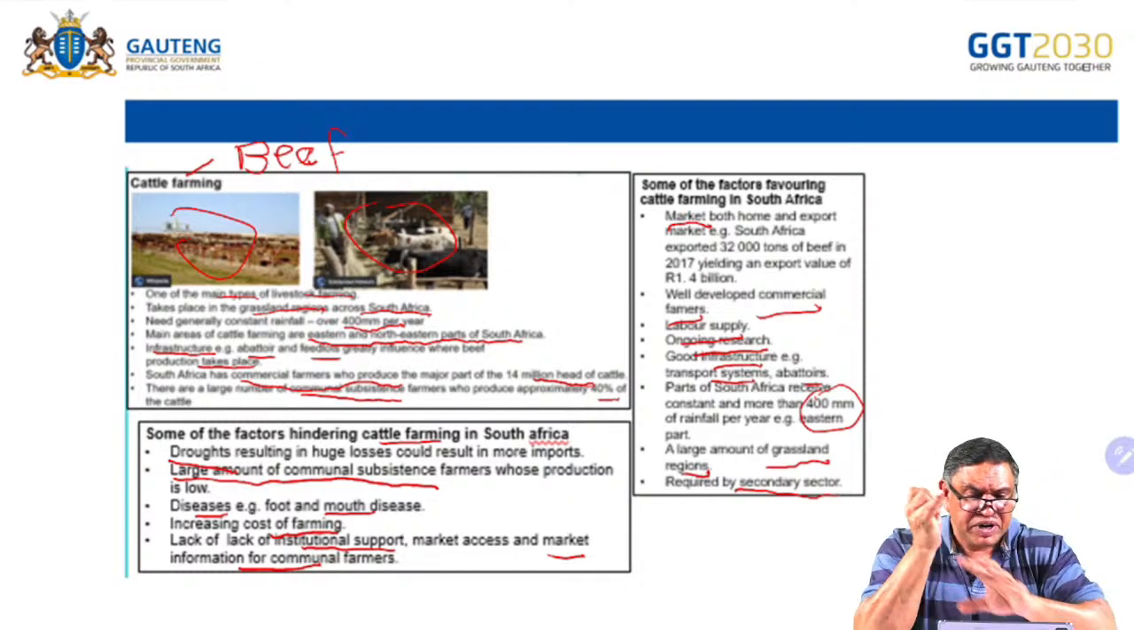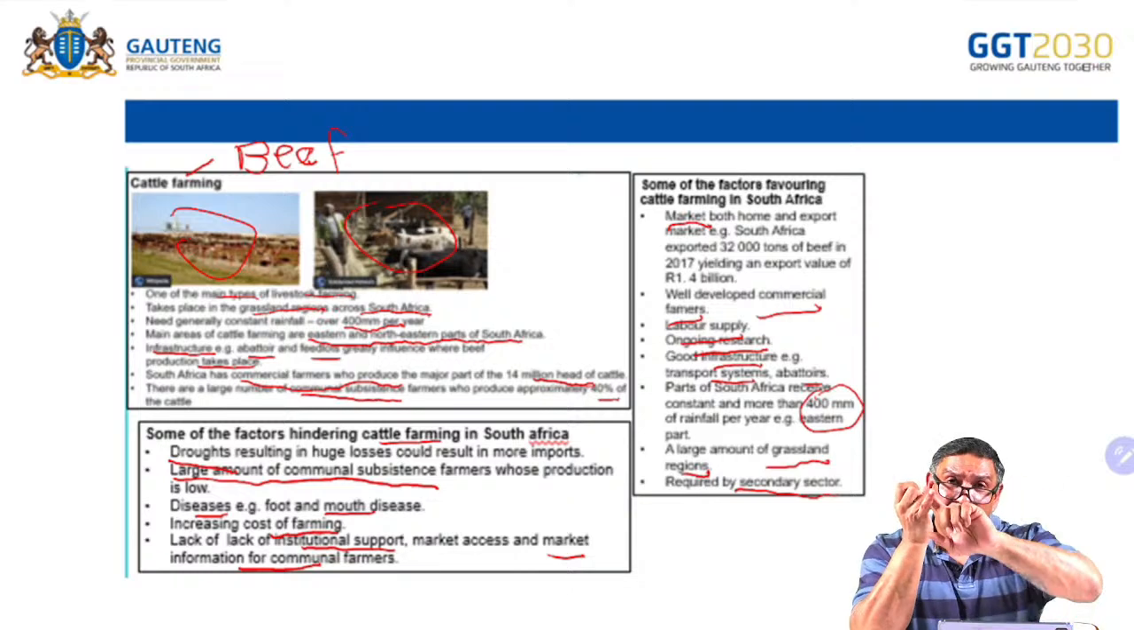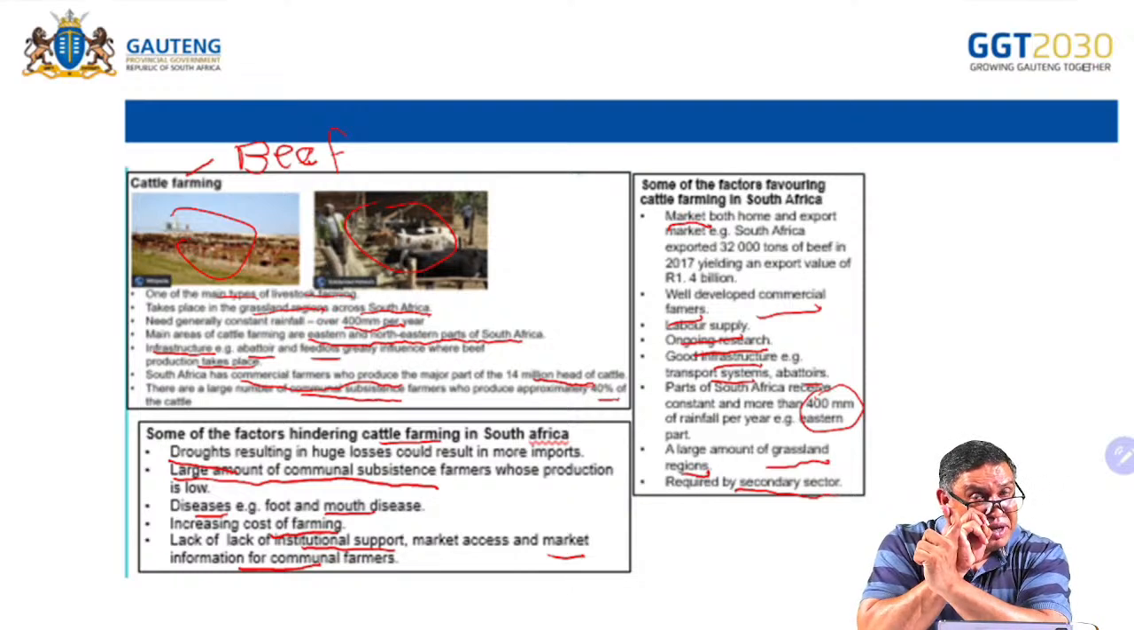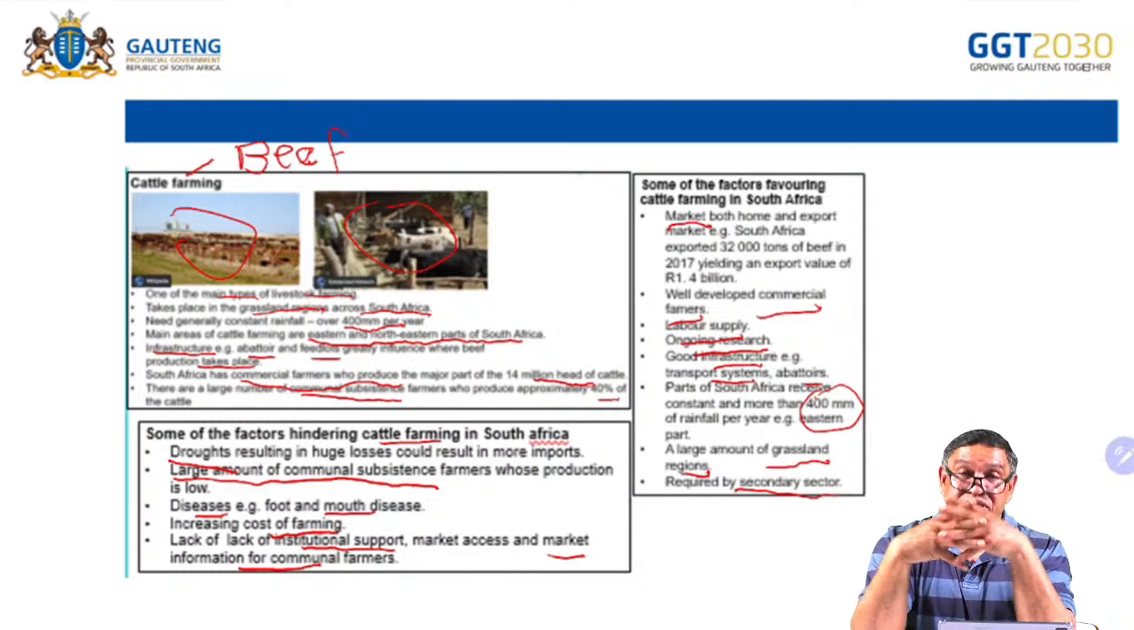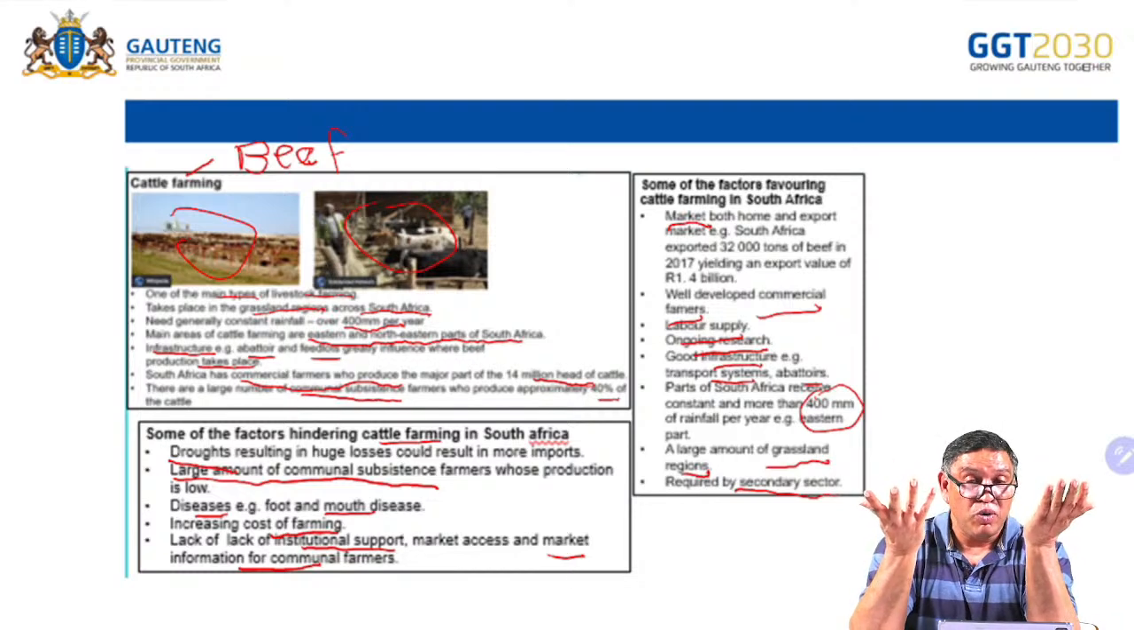What other thing can happen? I know the factual information. I can relate it to small-scale farming. Okay, how can it assist? Small-scale farmers, cattle farming is needed as a market. And for small-scale farmers, if they produce more, the supply is going up.